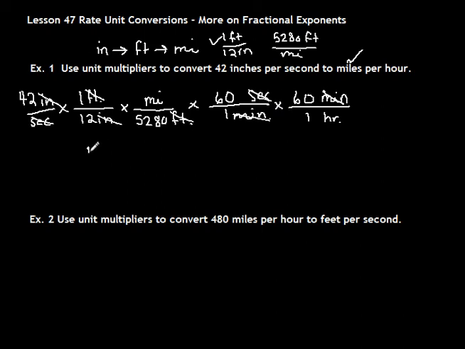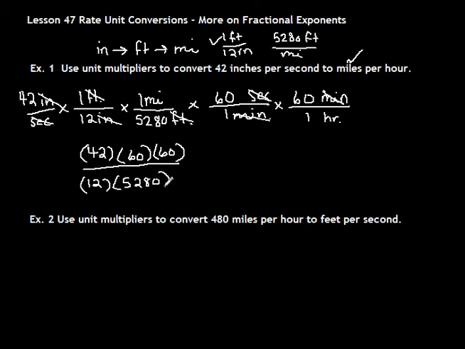We have 42, for all our numbers, 42 times 60 times 60. You don't have to put the ones. There's just 1 and 1 here. All over 12 times 5,280 times 1 times 1, and this would be miles, because that's the only thing left, per hour. It's the only unit left on the bottom. And if we multiply that out in our calculators, we're going to get 2.39 miles per hour. This is a really good skill to have, so make sure you understand that.